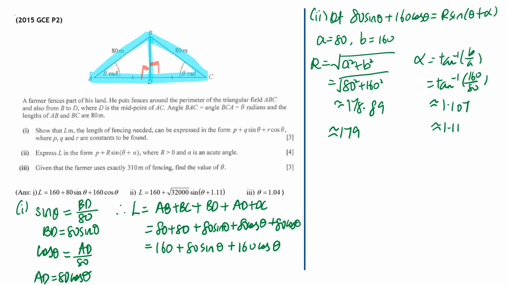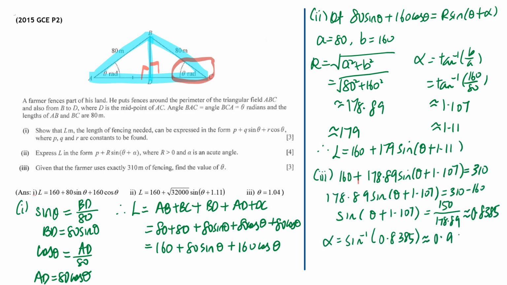Find alpha, which is tangent inverse B over A, because your answer is supposed to be expressed in radians. How do you know it's supposed to be radians? Yes, because look at the diagram: theta, radian, theta, radian. That gives you an idea that your answer must be in radians. For radians it must be three significant figures, so 1.11 for the final answer. But I'm keeping 1.107 because I need it to solve part 3. So that is my answer for part 2.